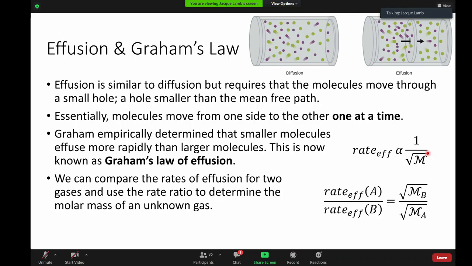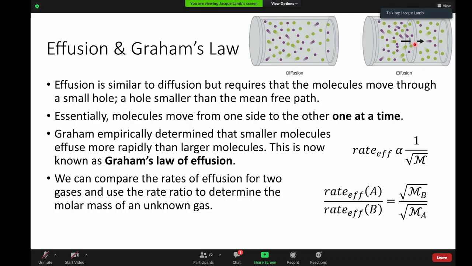And that kind of makes sense. If you think of a heavier particle, it's lumbering around, it's moving more slowly. What's required for it to effuse through this tiny hole is that it travel in the right direction and collide right at that hole and find its way through. And the slower moving particles, that's going to happen much less often.